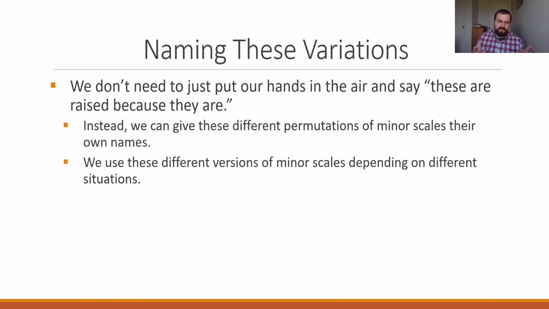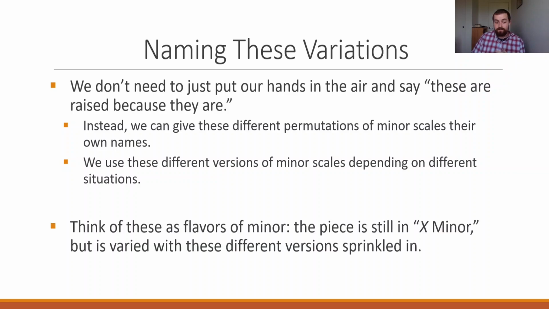A lot of this is up to the composer's ingenuity and creativity and whatever they hear, whatever they want to make. But there are certain situations where you may want to use one scale over another. Think of these as flavors of minor. So the piece is still in X minor, say it's B minor, G minor, F sharp minor, whatever. But it's varied with these different versions sprinkled in. So you could have a piece in B minor that has any of these 3 different combinations of minor types.